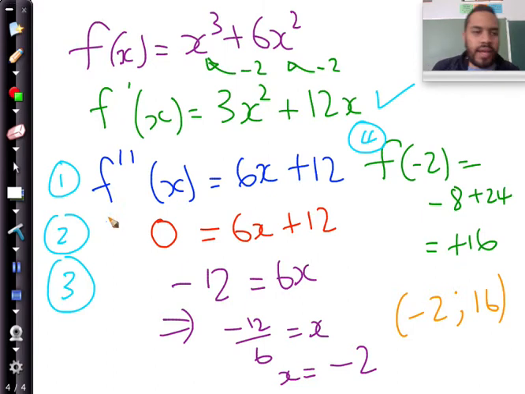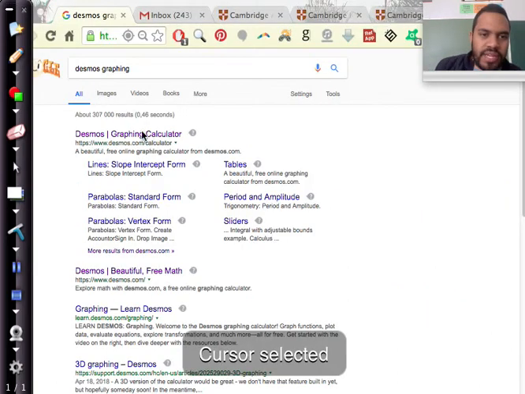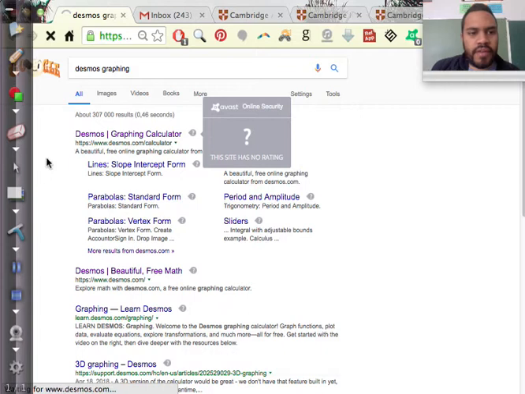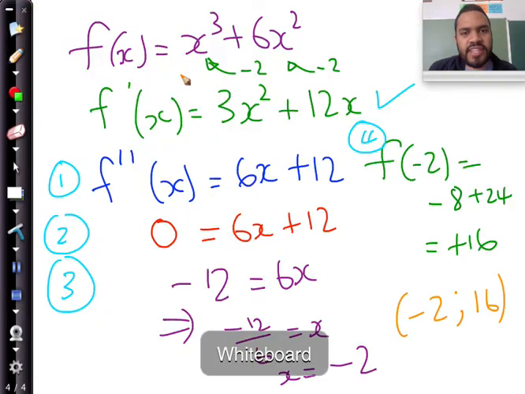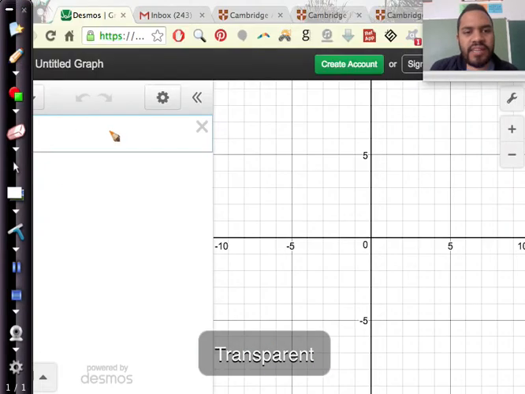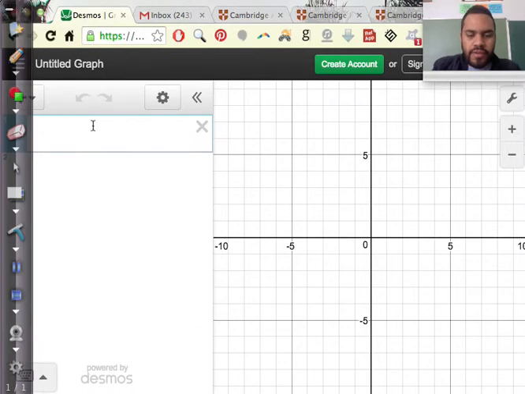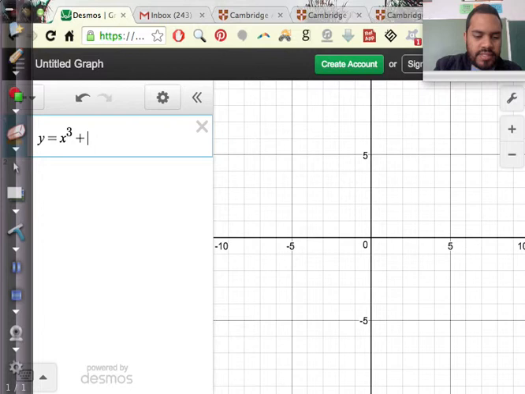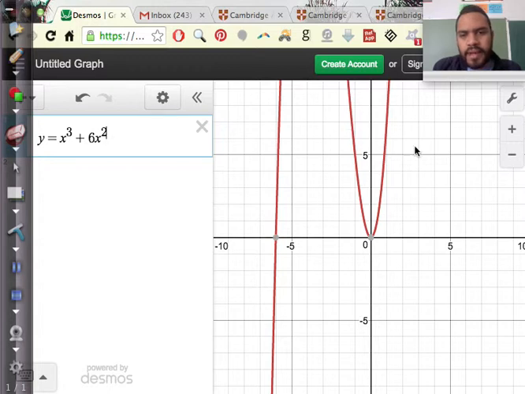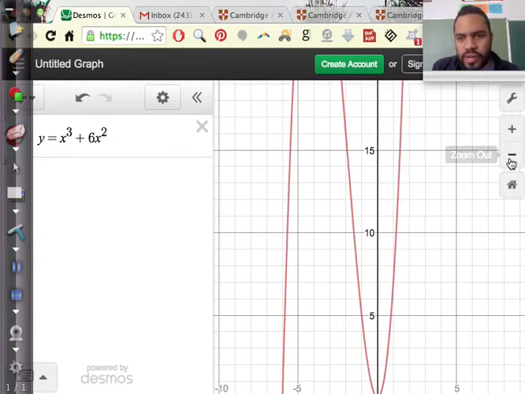Now I'm going to go to Desmos very quickly, and we're going to bring up this graph. And what does this graph look like? It's x cubed plus 6x squared, and we're going to see if we have the point of inflection over there. Y equals x cubed plus, was it 6? 6x squared. Righto. So you know at negative 2 I must have a point of inflection.